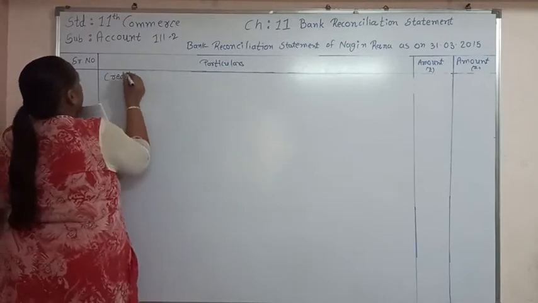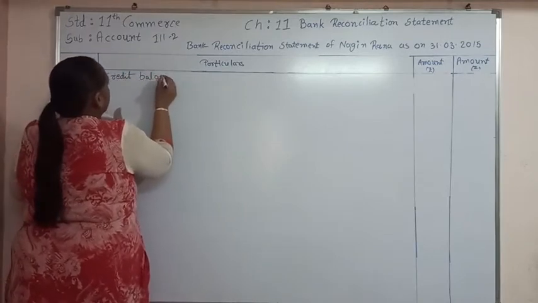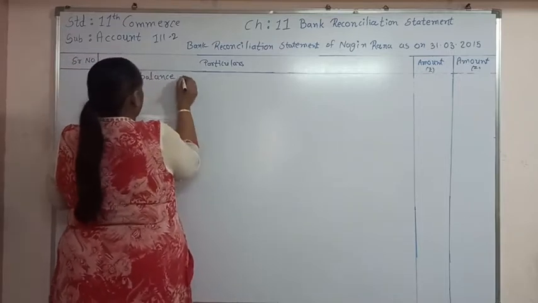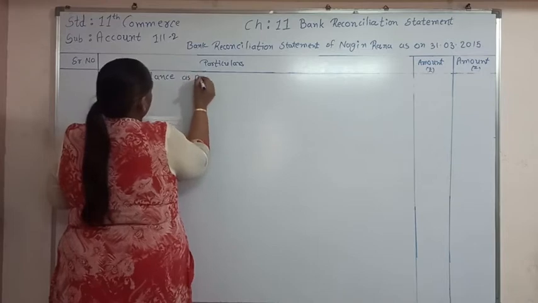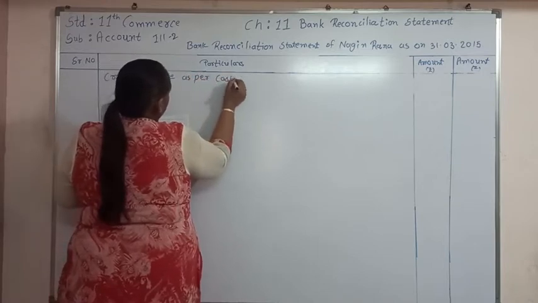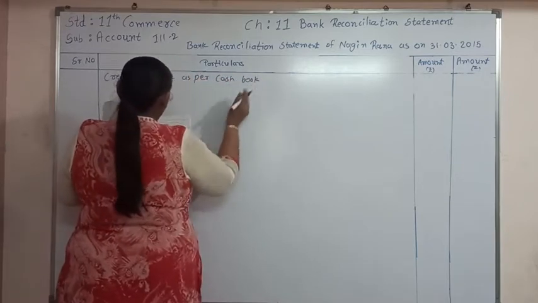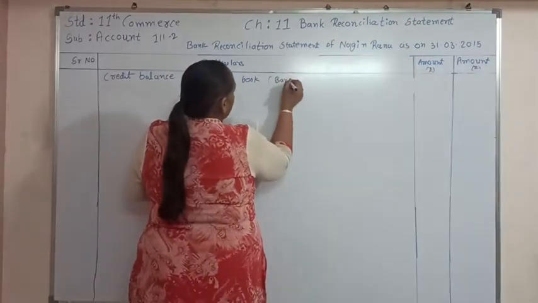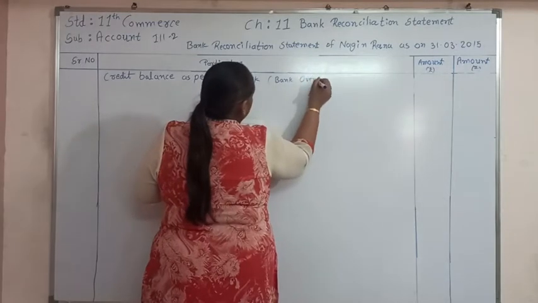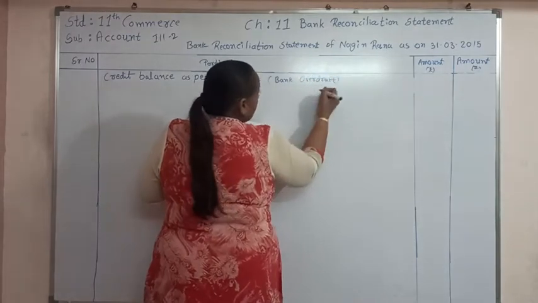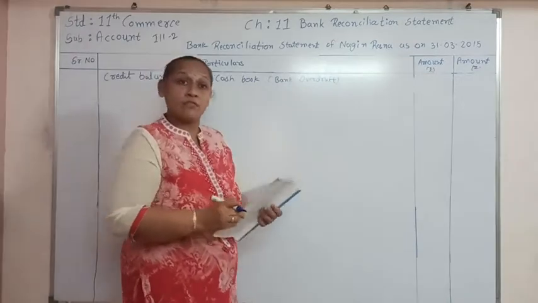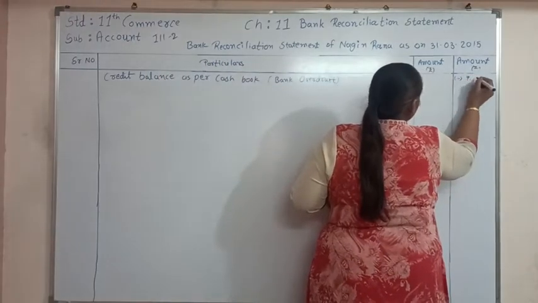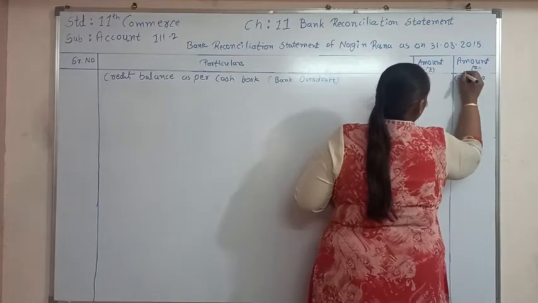Credit balance as per cash book, that is also called bank overdraft. So it is supposed to have a negative sign. So here we will write 7,500 with a negative sign.